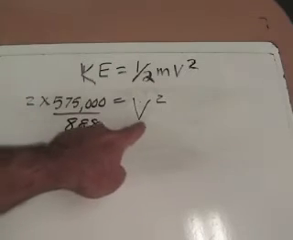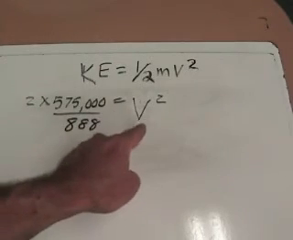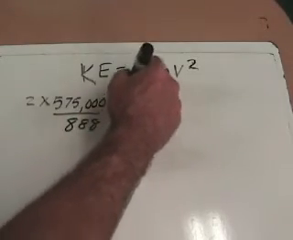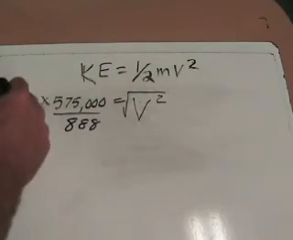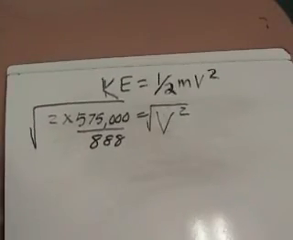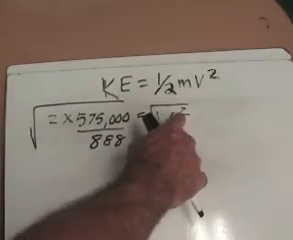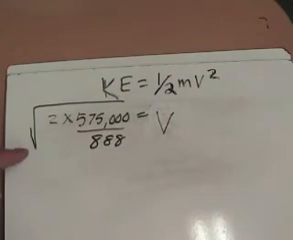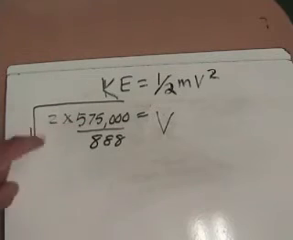What is the opposite of squaring v? It is taking the square root of it. What I need to do is take the square root of both sides. If I take the square root of both sides, what I'm going to get is just v, because the square root of v squared is v. So what I need to do is take the square root of this.